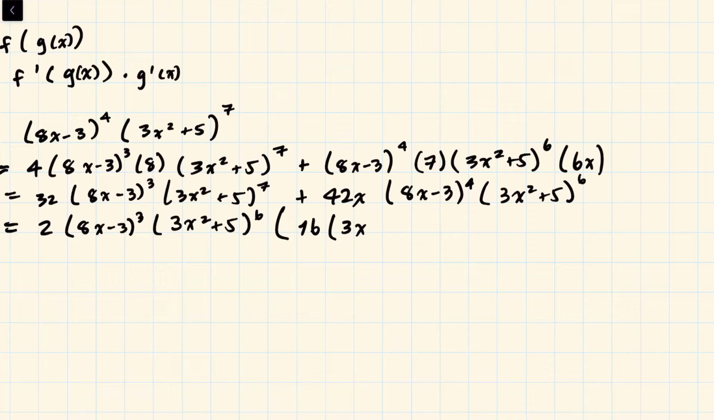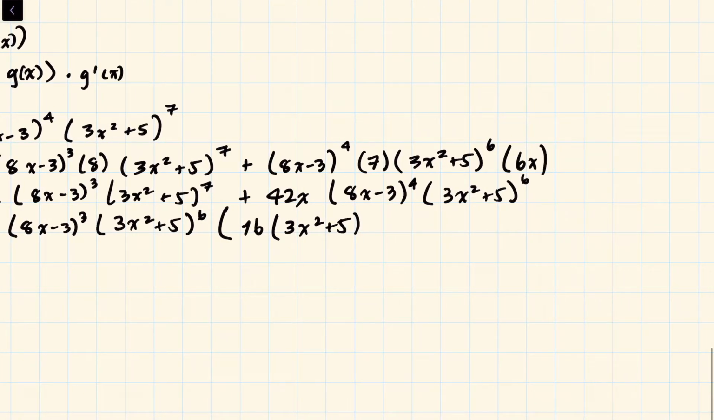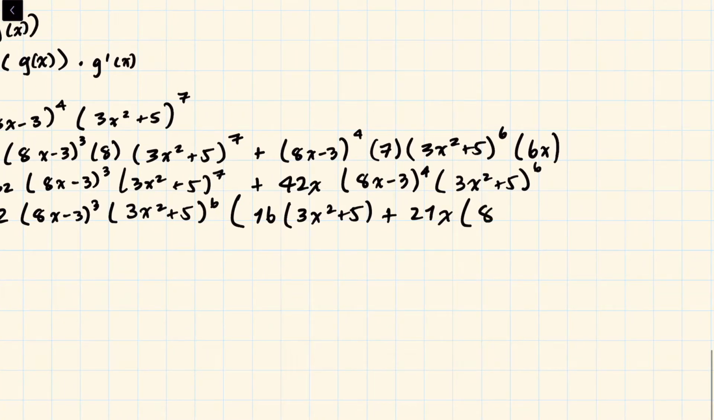Because if you have n to the 7 over n to the 6th, your answer is just n, right? By the quotient law of exponents. You just subtract them, right? So 3x squared plus 5, and that's it. Then we still have plus 21x, and then we're still going to have 8x minus 3. And then that will just, it's dividing by itself, so just leave it at that there.